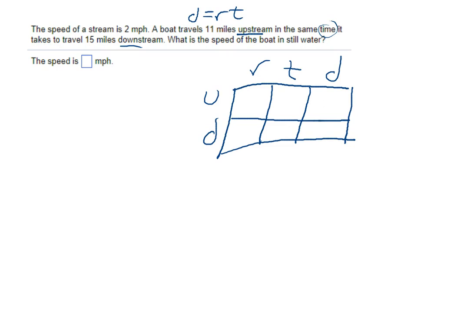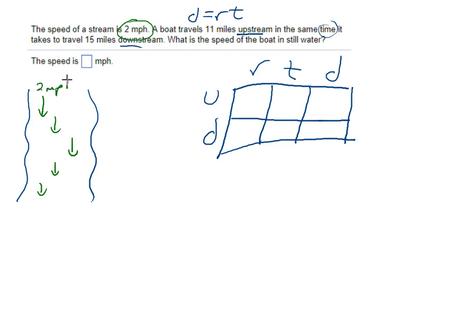You might find it helpful here to draw a picture of what's going on. So we have a river, right? So this is my river right here. And the river has a current, right? So the current's moving in this direction, let's say. And we're told the speed of the current is 2 miles per hour. And in this river, we have a boat, right? And the boat's traveling in both directions.